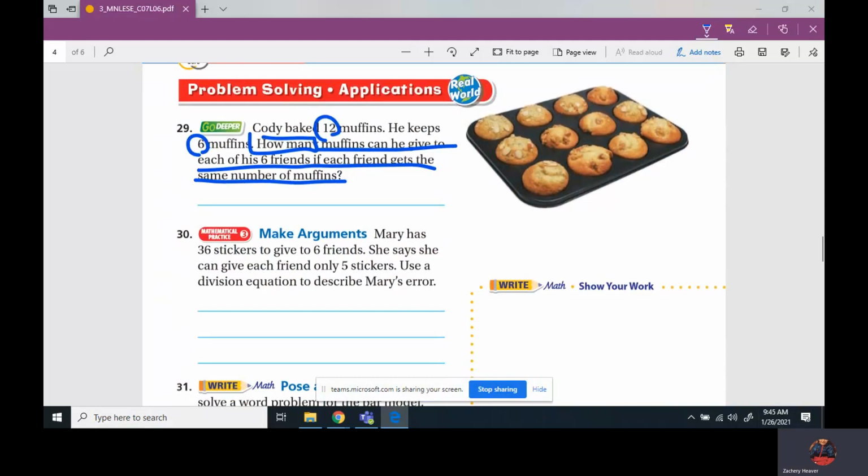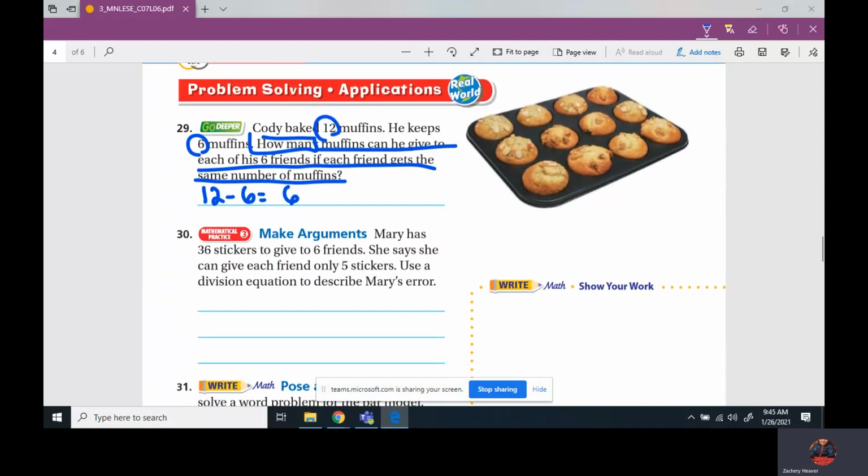Wait, so how'd you find 6 other ones? So he has 12 and he keeps 6, right? So 12 minus 6, which equals 6. So he wants to give them to each of his 6 friends. So what am I doing with that 6 now? We can't.